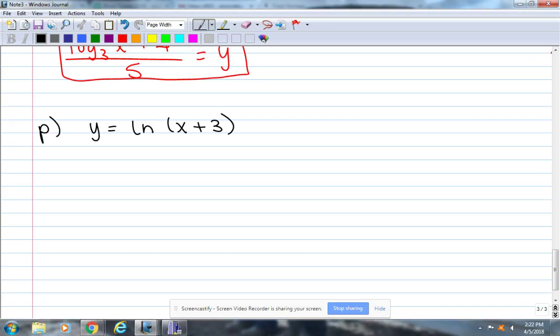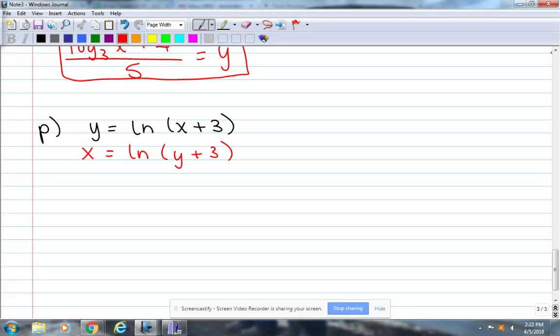Okay. So base E means what base do we need? First we gotta make it an inverse, right? So that means we got to change the x and the y. Swap them up. x equals ln of (y plus 3). Very good.